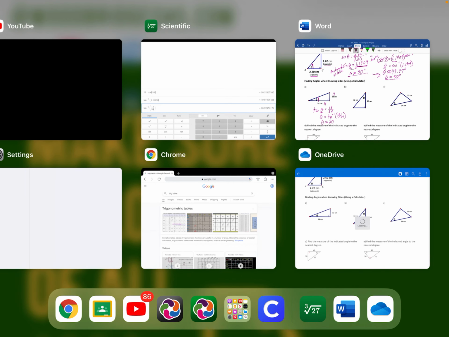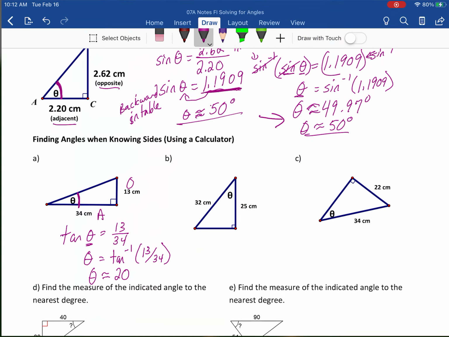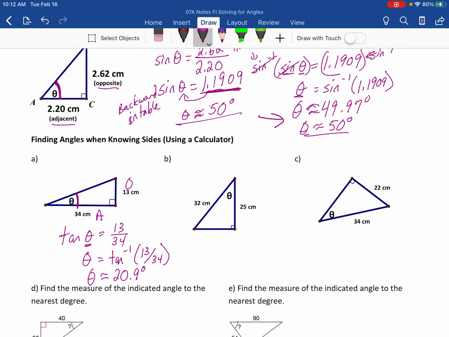Sorry. So my angle is approximately 20, my brain's just not working today, 20.9 degrees.